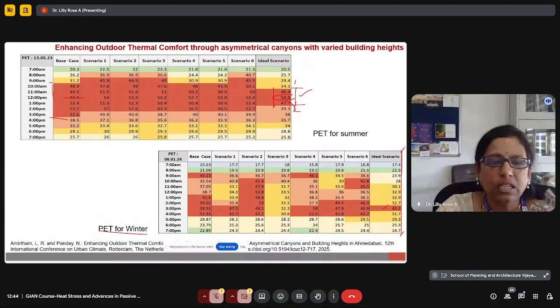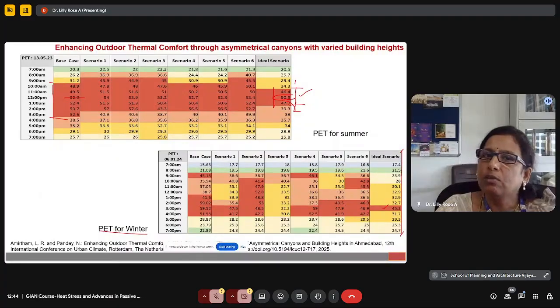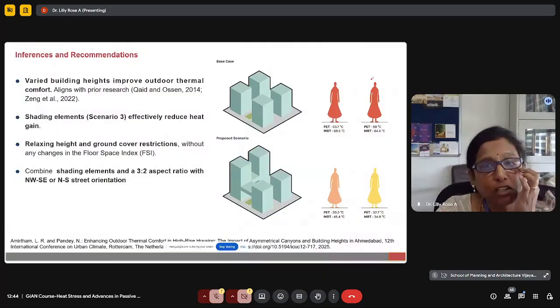So based on this, we suggest varying building height while maintaining the FSI, in terms of asymmetrical canyons, depending on the location. Here in Ahmedabad, the northwest and the southeast orientation performed better. So these were the findings of the study.